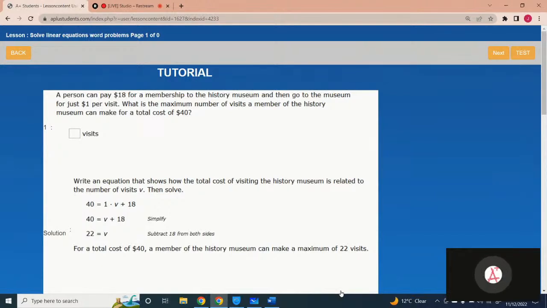A person can pay $18 for a membership of the History Museum and then go to the museum for just $1 per visit. What is the maximum number of visits a member of the History Museum can make for a total of $40? Got it? You have to make the equation, then you have to solve the equation. Okay, so $18 membership and then go to the museum for $1 per visit. Got it?